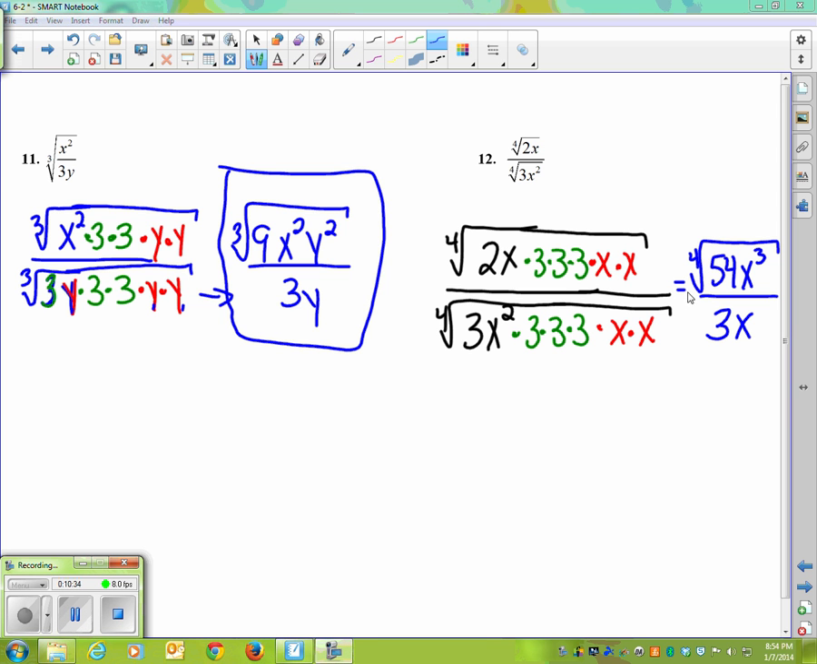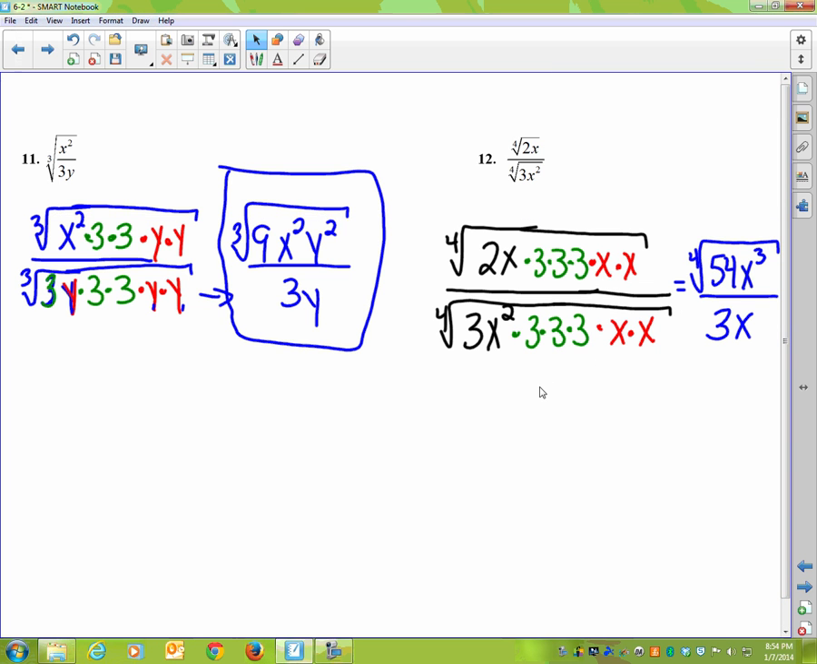This is the solution I got to the problem. I had one of the 3's and I needed 4 in order to pull it out of the radical. So I added 3 more here in green. And what I added in the denominator, I added in the numerator.